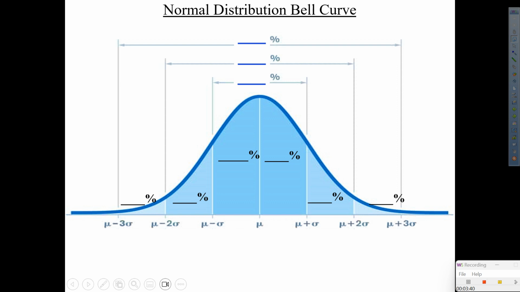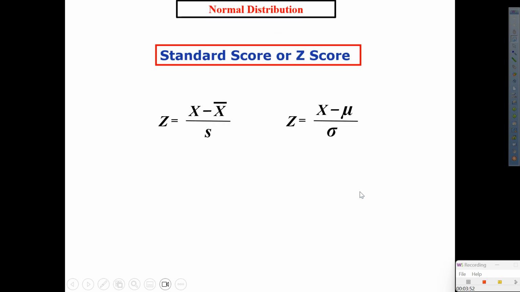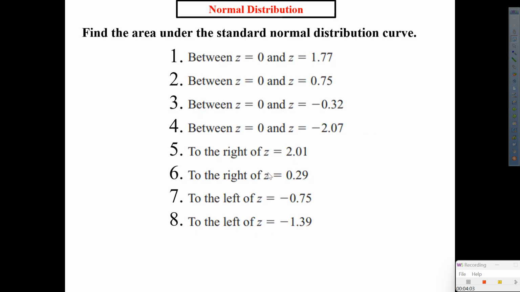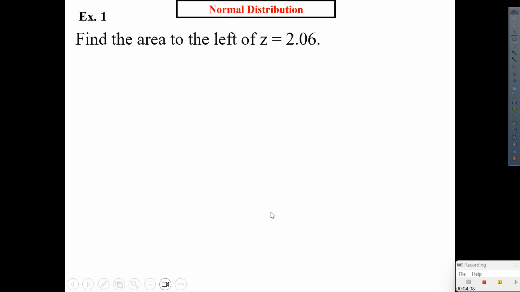Yeah? 99, 95, 68. And then since it's symmetrical, the bottom splits up in half, and so on and so forth. All right, we know our z-score formulas, and then from there I introduced the tables to find our scores in decimal form and then in percent. And we gave you guys plenty of practice. This was the last practice that you got. And then we did some of these. Yes? All right, copy this one.